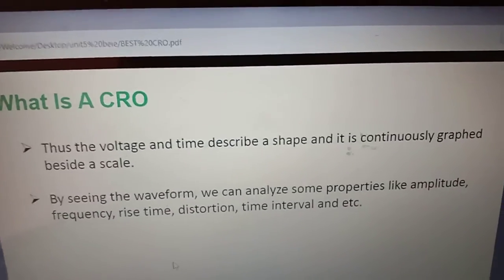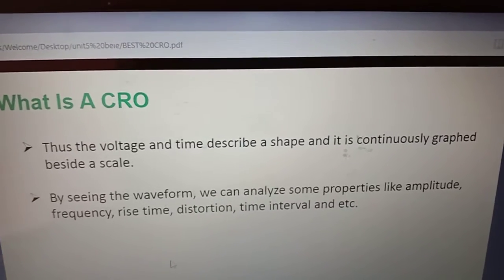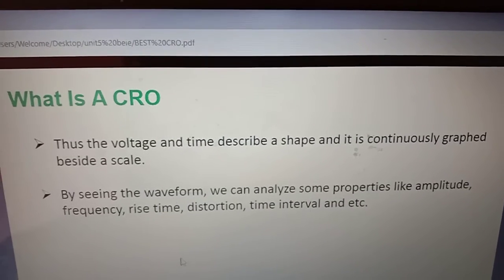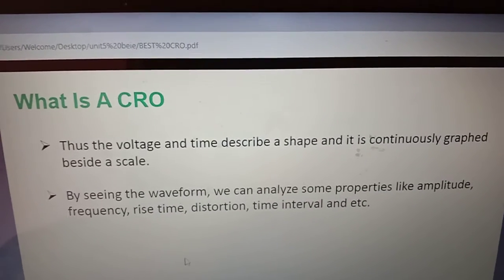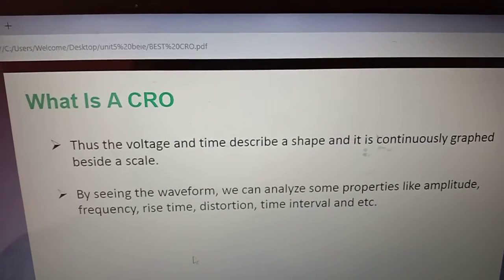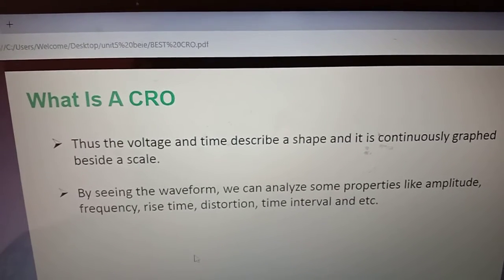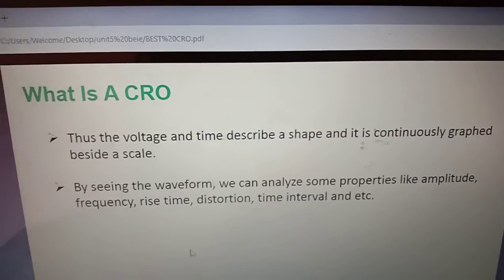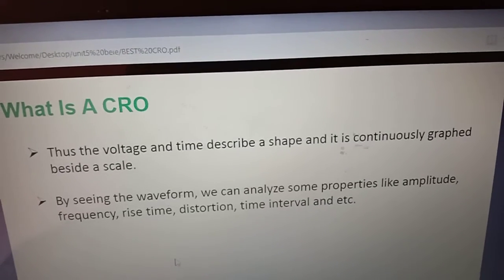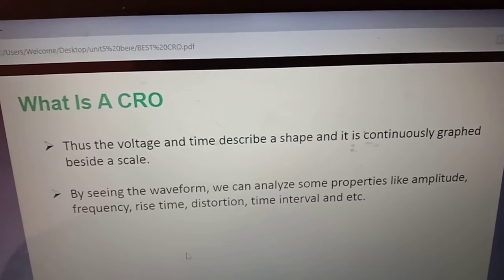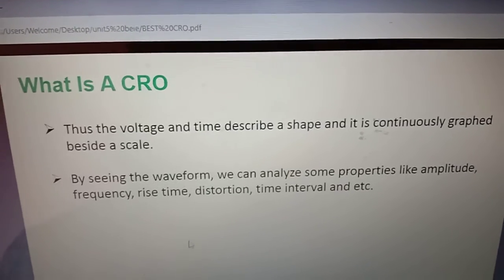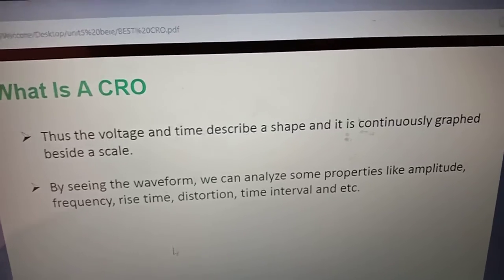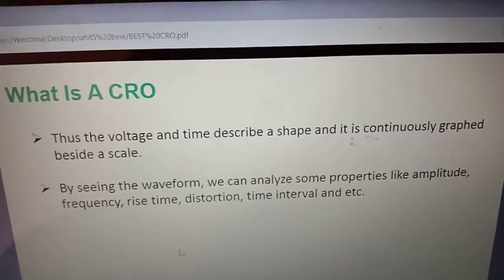Thus the voltage and time describe the shape, and it is continuously graphed against a scale. By seeing the waveform we can analyze properties like amplitude, frequency, rise time, distortion, time interval, etc. We can analyze the features of the signal we receive and separately state its properties.